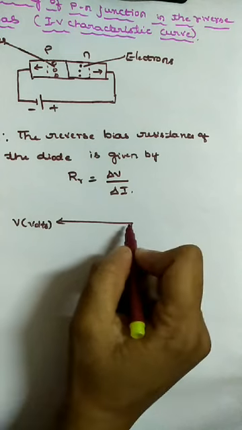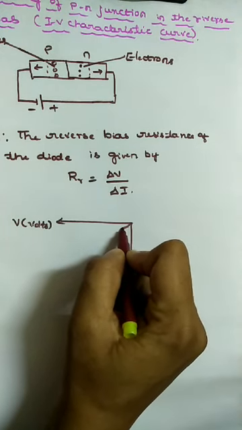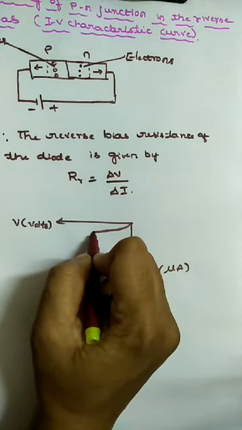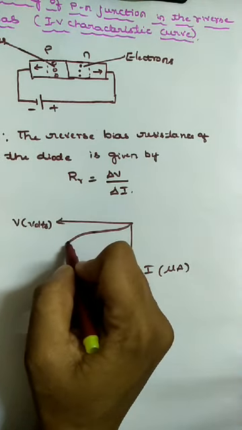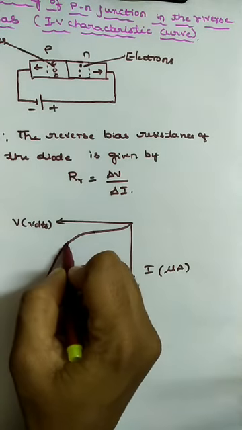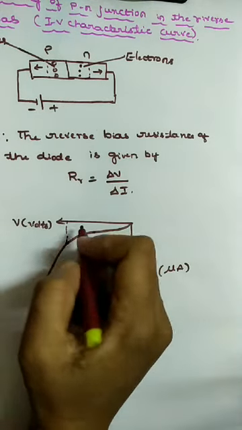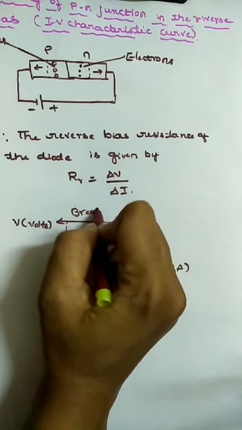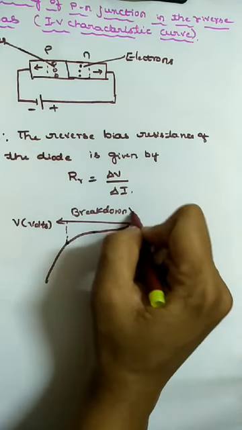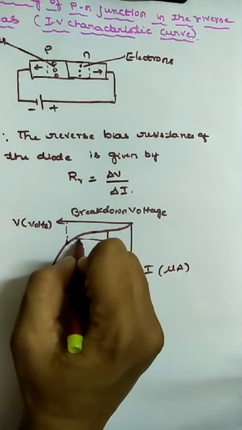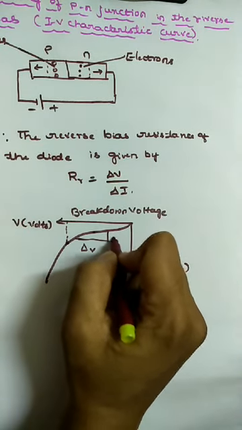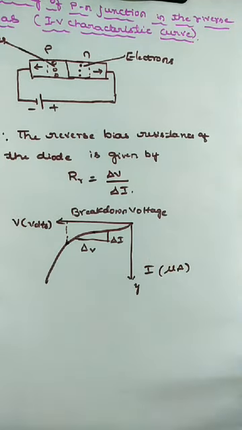Because of this, the current decreases at this point. This point we call the breakdown voltage. If you draw a slope here, this is the delta V, this is the delta I. So this is the IV characteristic curve.